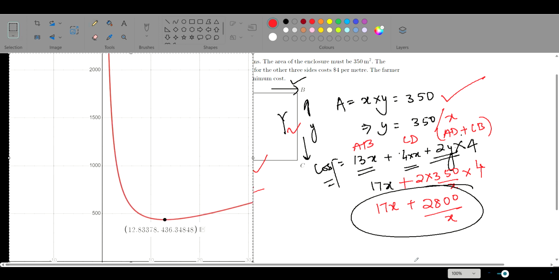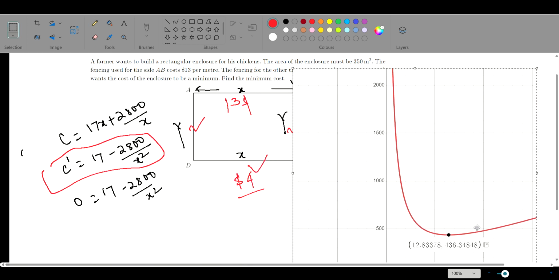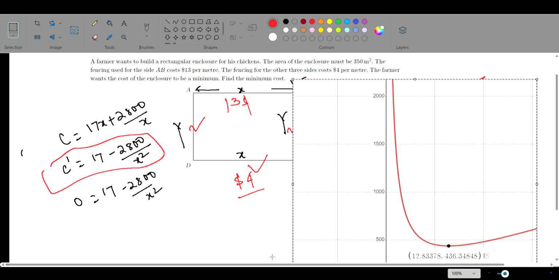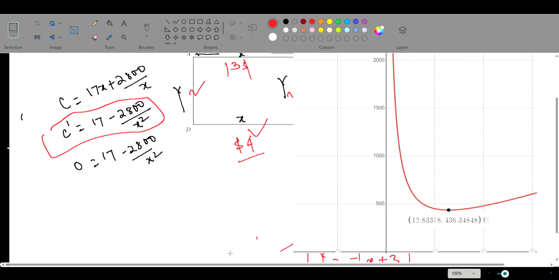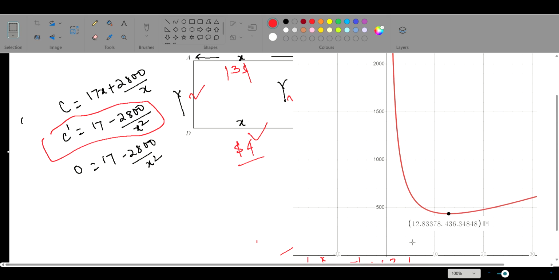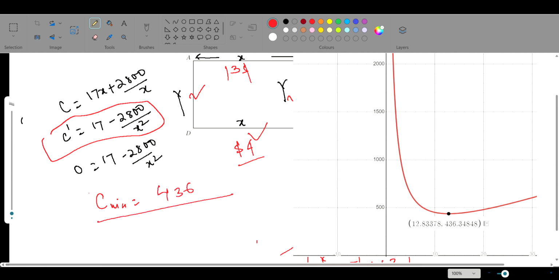When you draw the graph of 17x plus 2800 upon x, this is the graph you're getting. If you see, the minimum point is at x equals 12.83 and the minimum value at that point is 436.38. So if I have to write the value, I'll just round it to three significant figures and write 436 dollars.